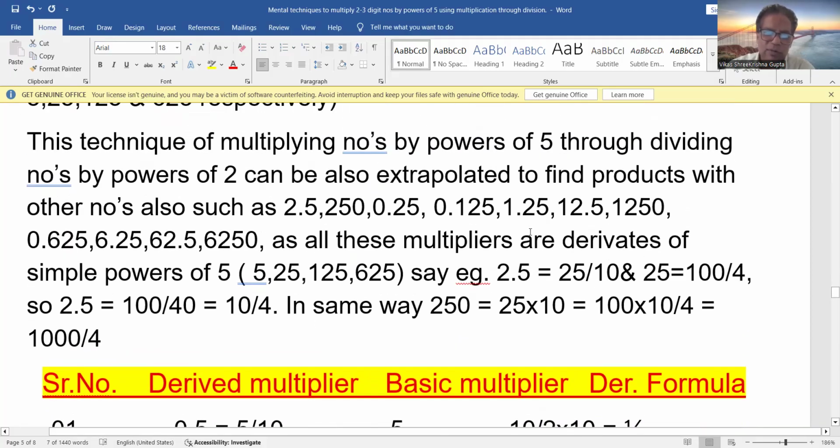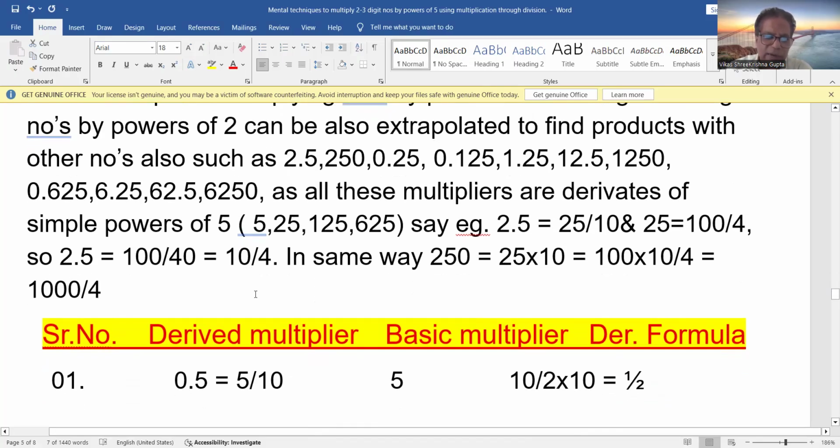Suppose I have to divide by 5 or 25. I can write 2.5, 0.25, 250. You see, I can write all these numbers. Similarly 125, I can write 0.125, 1.25, 12.5, 1250, then 0.625, 6.25. These are all the derivatives of 25, 125, 625. So I can simply calculate, suppose I have to multiply by 2.5. 2.5 is equal to what? It is equal to 25 upon 10, and 25 is equal to 100 by 4. So 2.5 is equal to 100 by 40.